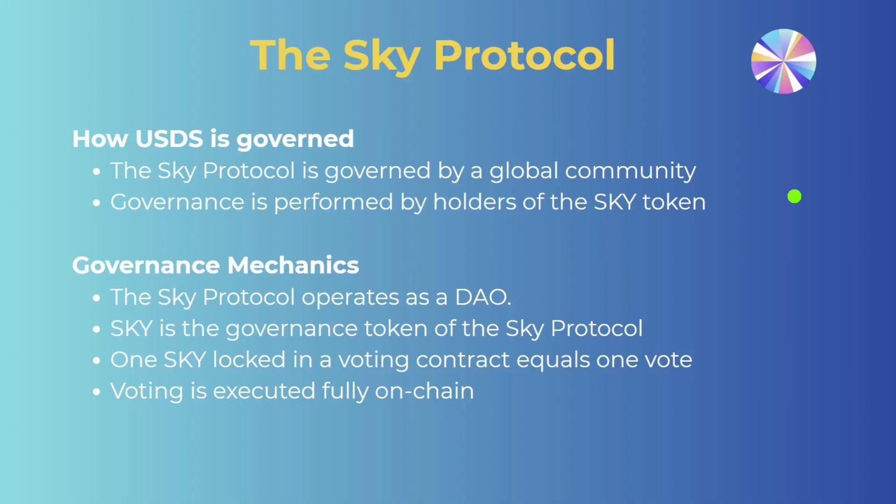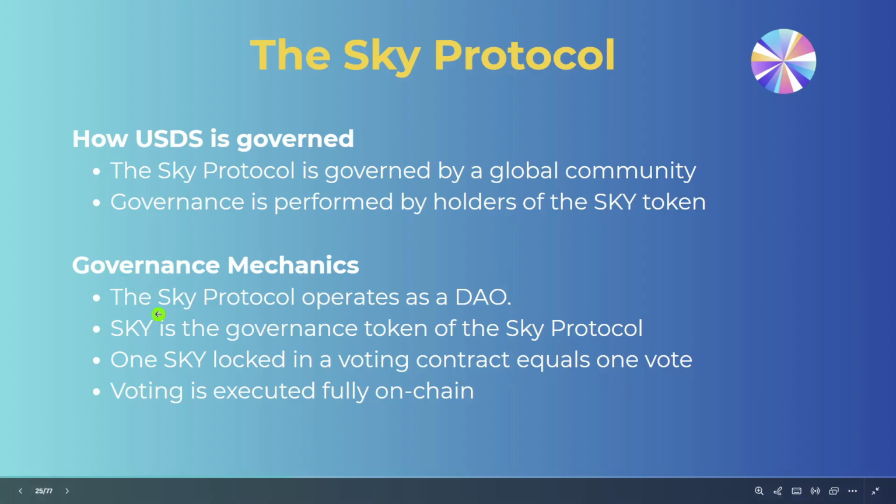How is USDS governed? The Sky protocol is governed by a global community. The governance is performed by holders of the Sky token. And what are the governance mechanisms and mechanics? The Sky protocol operates as a DAO. Sky is the governance token of the Sky protocol. One Sky locked in a voting contract equals one vote. Voting is executed fully on chain.